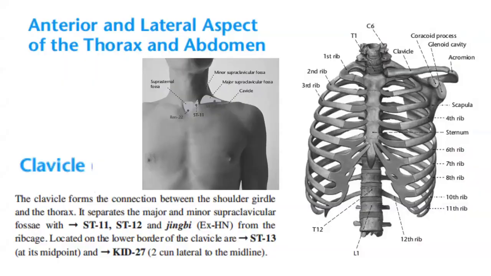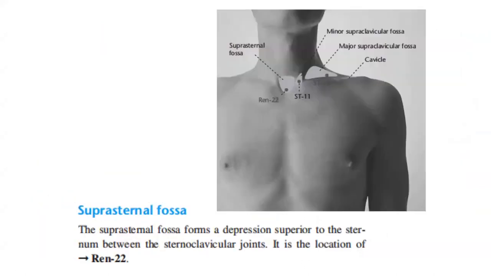The clavicle forms the connection between the shoulder girdle and the thorax. It separates the major and minor supraclavicular fossae with Stomach 11, Stomach 12, and Ching-P. From the rib cage, located on the lower border of the clavicle, are Stomach 13 at its midpoint and Kidney 27, two tune lateral to the midline.